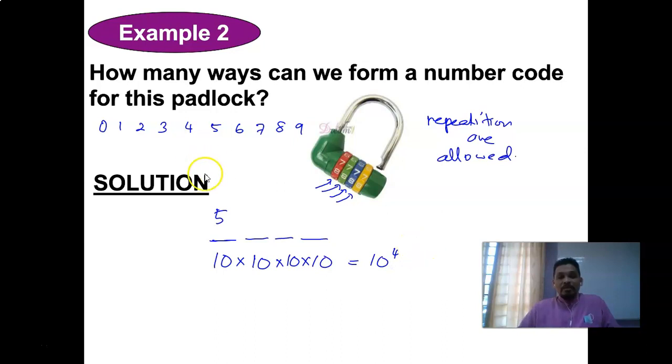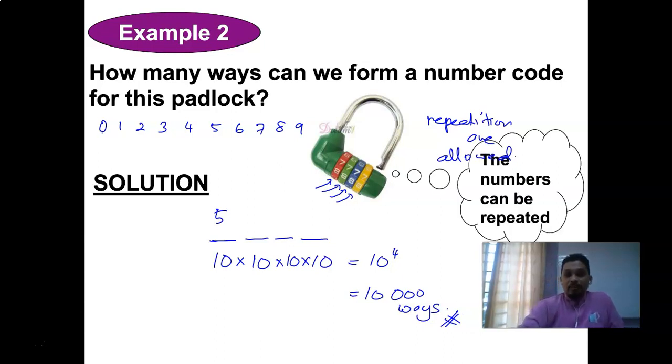For the first place, any number from 0 until 9, there are 10 selections. If I choose 5 out of 10, there are 10 selections, and if I choose 5 again or any number, there are still 10 selections because there are 10 numbers. Again, repeat again and again. So we come up with 10 to the power of 4, equal to 10,000 ways. All the numbers can be repeated.